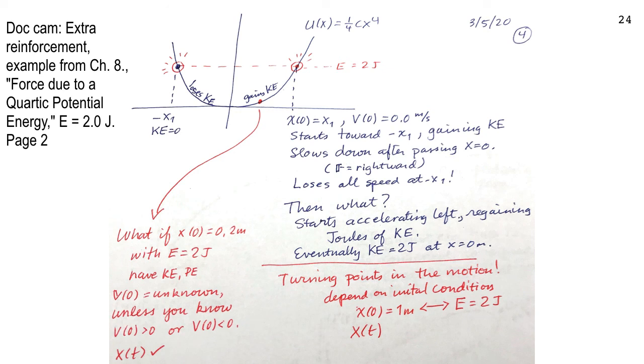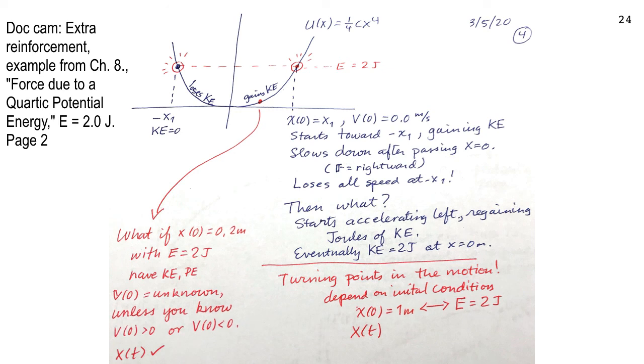All right, so you still need, so v of 0 is unknown unless you also know that. So if you know the initial velocity, or the initial speed, is less than 0 or greater than 0, then you know the direction. And then after that, you can figure out, all right, if I'm going to the right, this is my first turning point. If I'm going to the left, this is my first turning point. But then after that, you just cycle back and forth, all right?